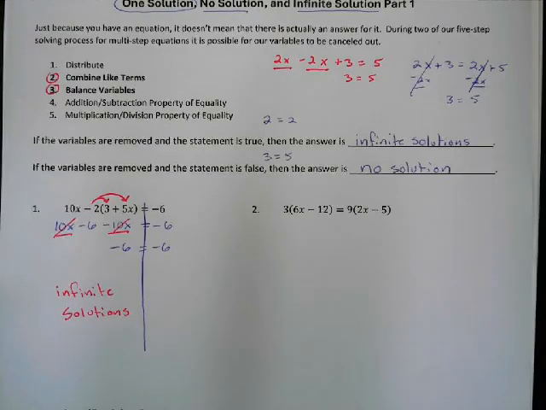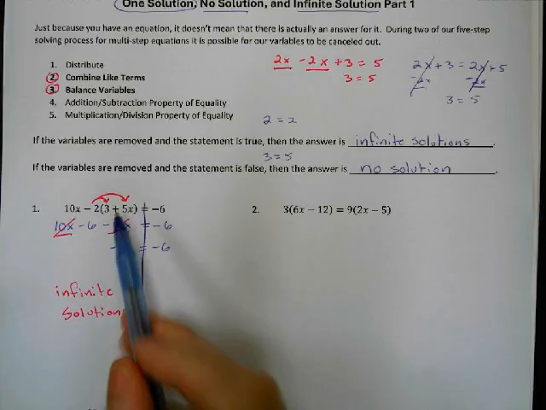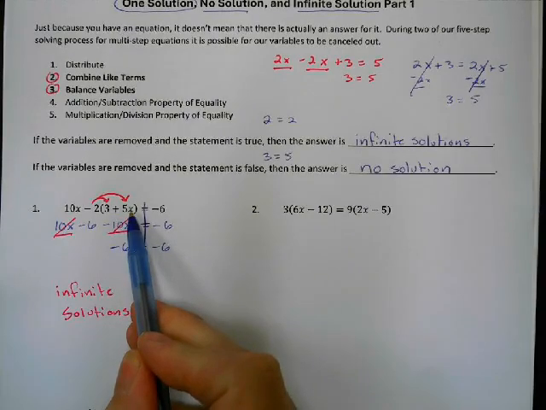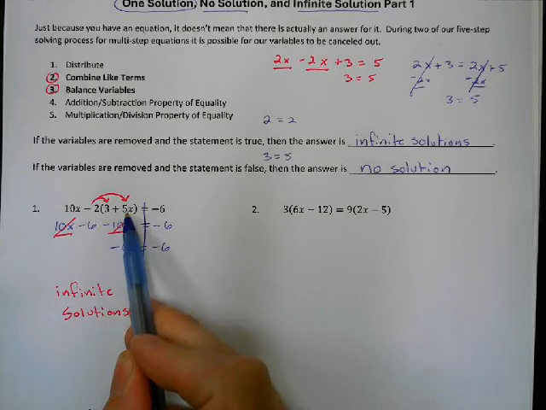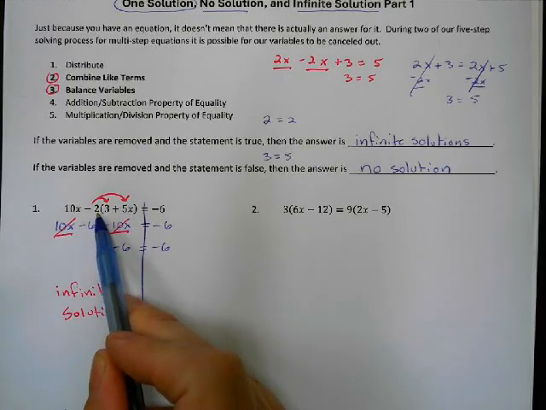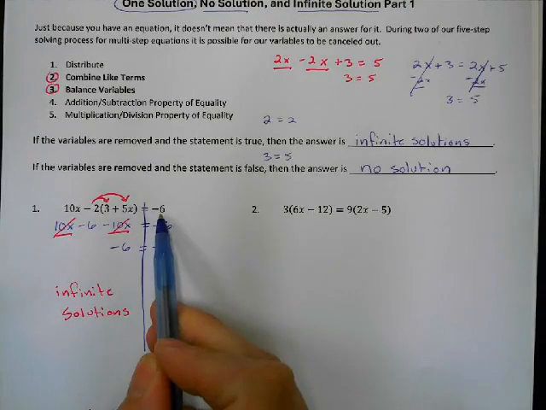So what does this mean? It means in the original equation, I could have plugged in 1. If I plugged in 1, here I would have gotten 3 plus 5 is 8. 8 times -2 is -16. 10 minus 16 is -6. So if I plug in 1, that equation works.